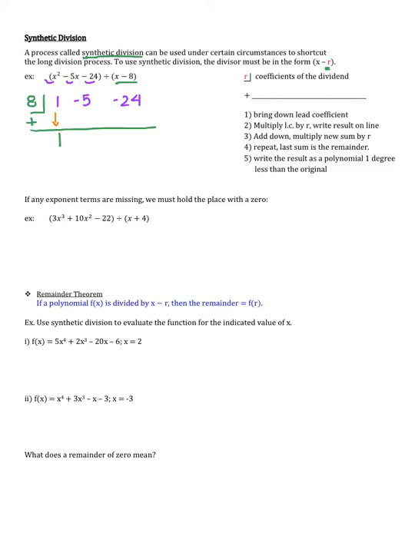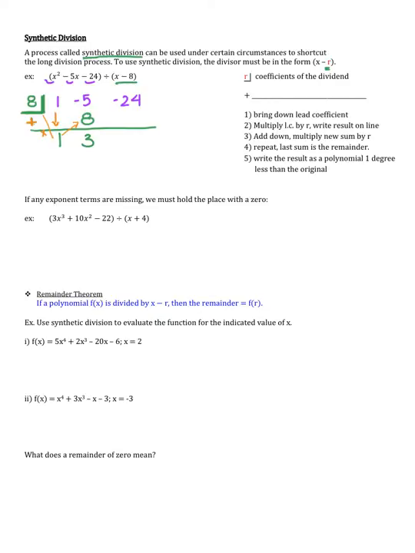And now the process is going to be multiply, add, multiply, add. You're always going to be multiplying against this 8 that's in the box. So 8 times 1 is 8. And the answer goes, so what we did was 8 times 1, we multiplied, put our answer here, and then I add going down. So 8 minus 5 is 3.